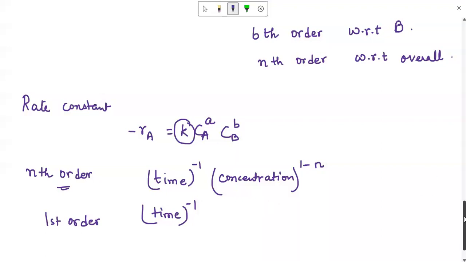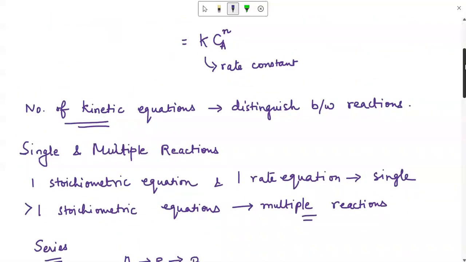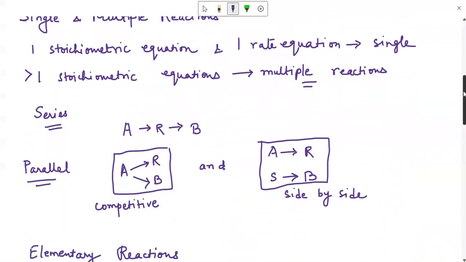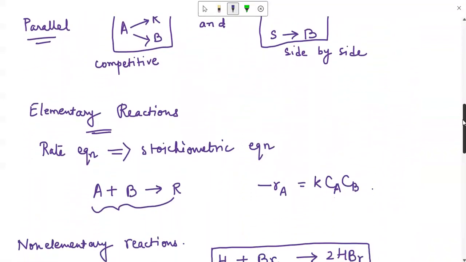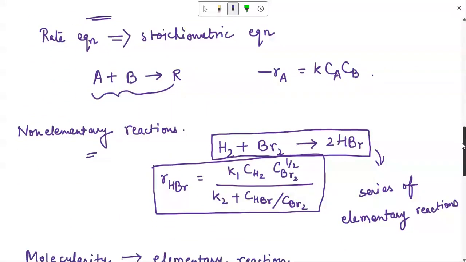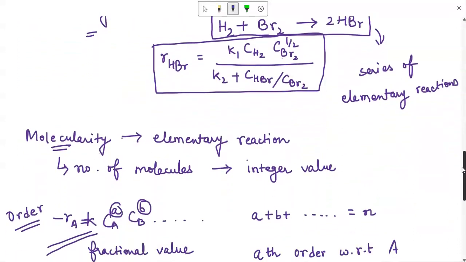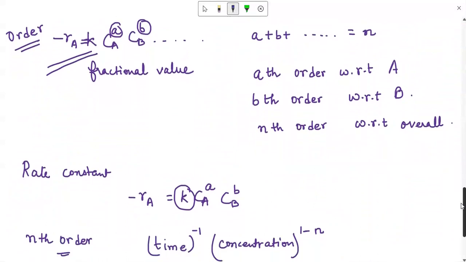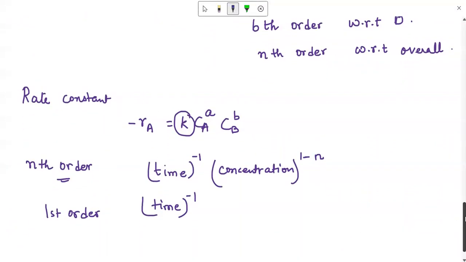So today we have understood about single and multiple reactions. We have understood series and parallel reactions. We have spoken about elementary and non-elementary reactions. Then about the concept of molecularity and order. And then finally we have spoken about rate constant depending on the overall order of reactions.